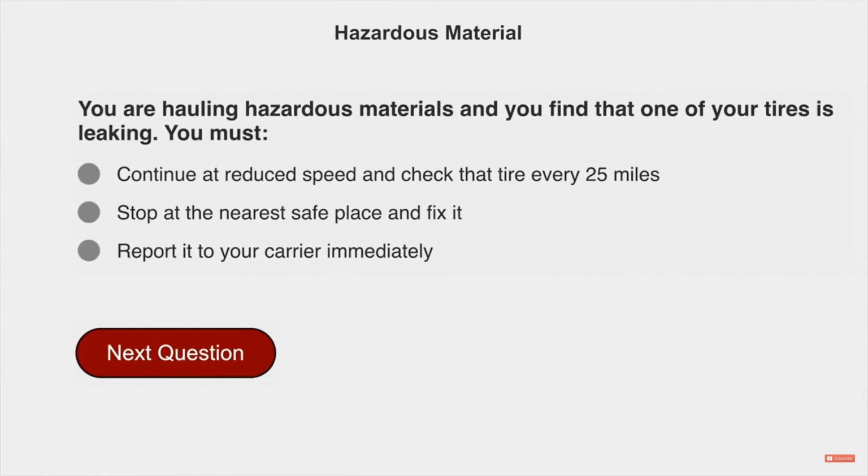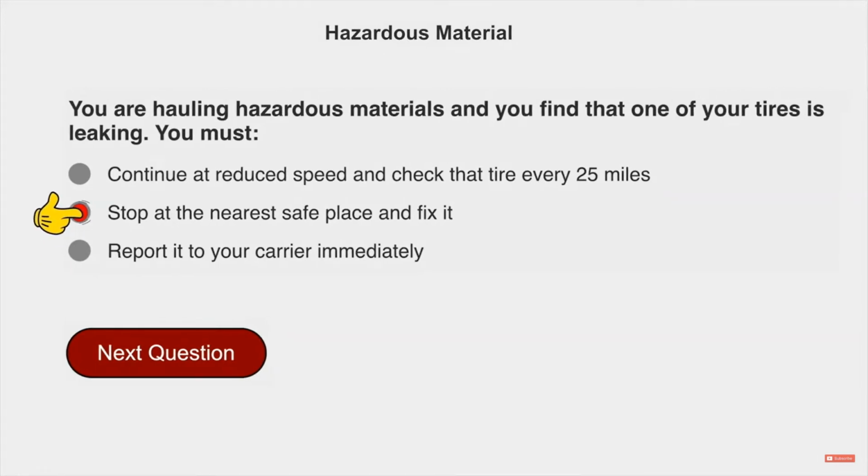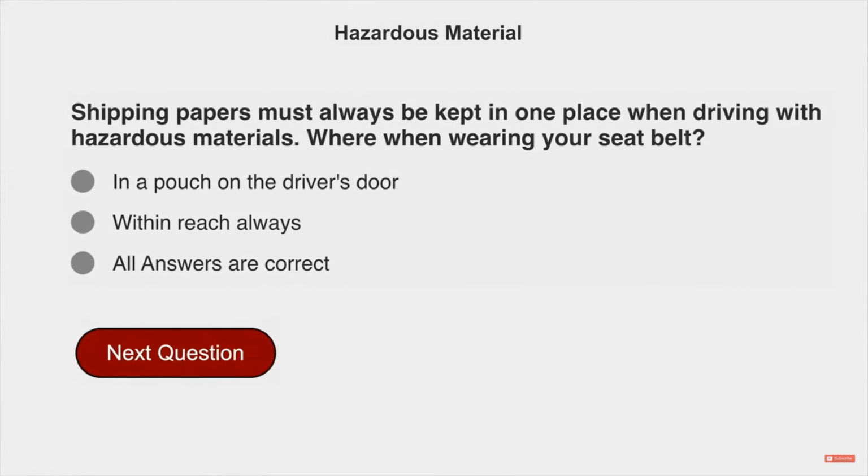You're hauling hazardous materials and you find out that one of the tires is leaking. You must stop at the nearest safe place and fix it. Shipping papers must always be kept in one place when driving with hazardous materials. Where, when wearing your seatbelt? All answers are correct. In a pouch on the driver's door and within reach of the driver.